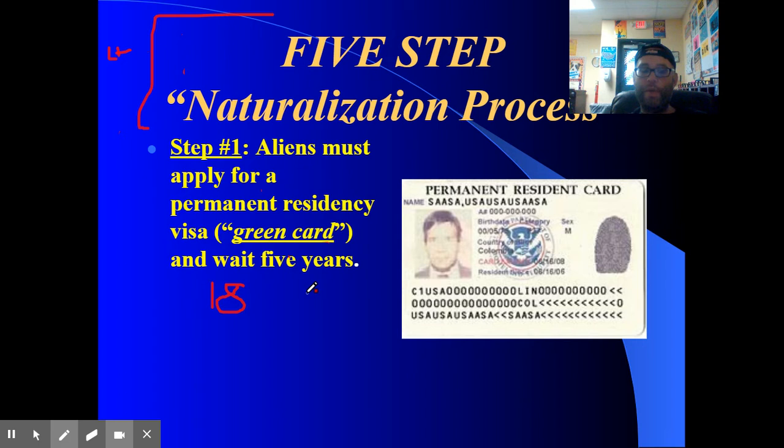So people who want to become a citizen have to move here legally, apply for a visa or different ways you can move here legally, and then they can apply for a green card, which is their permanent residency. They're a permanent resident in here, and then they have to wait 5 years, right? That's an important number. You'll want to know that. And that's the first step. So move here legally, get a green card, wait 5 years.